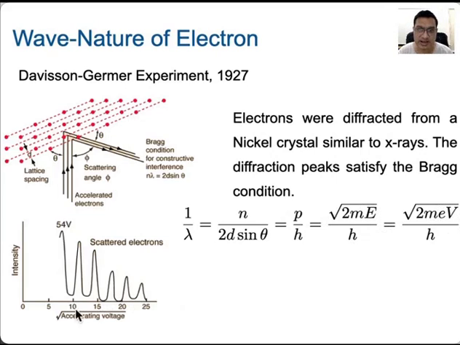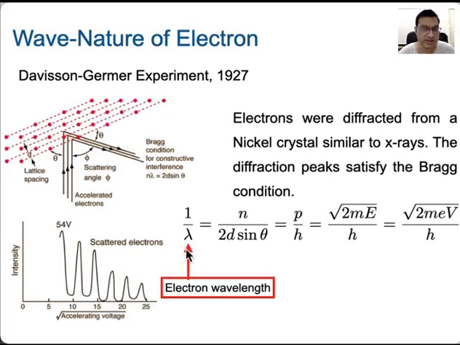Here is the signal that you have obtained after performing the electron diffraction. Here is the square root of the accelerating voltage by which you accelerate the electrons to diffract from the nickel crystal, and here is the intensity. These are the different peaks, similar to what you have seen in the case of sodium chloride.